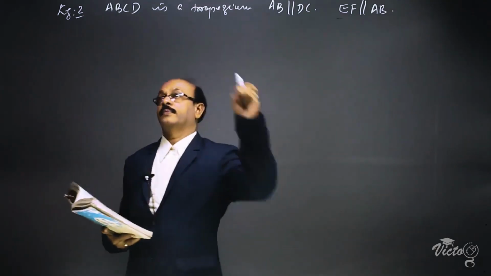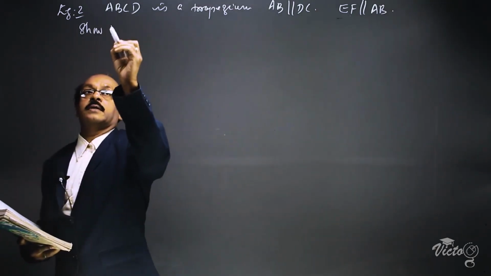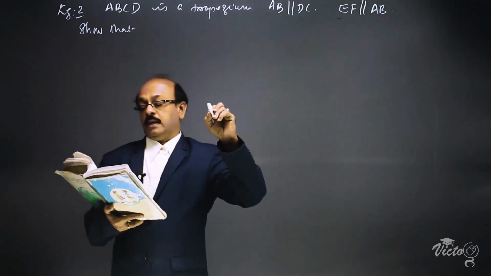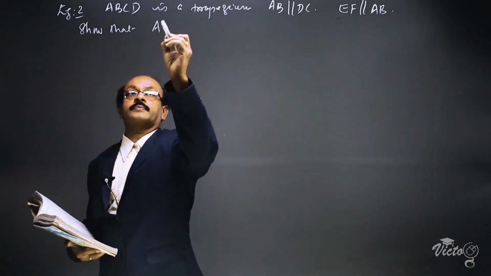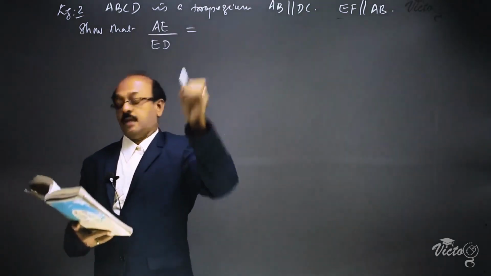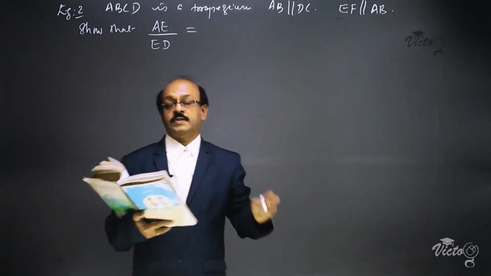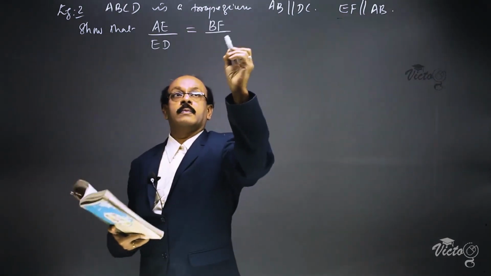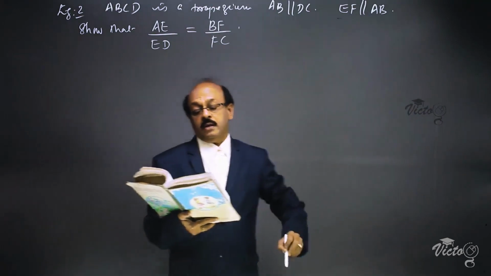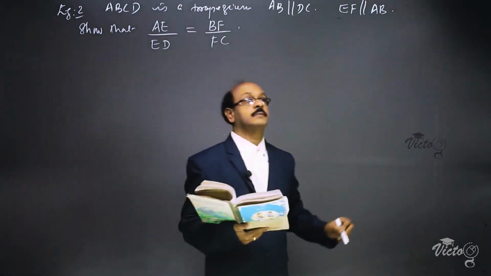We have to prove that: show that AE by ED is equal to BF by FC.